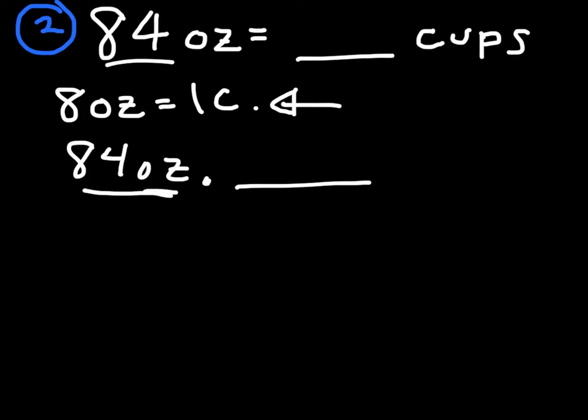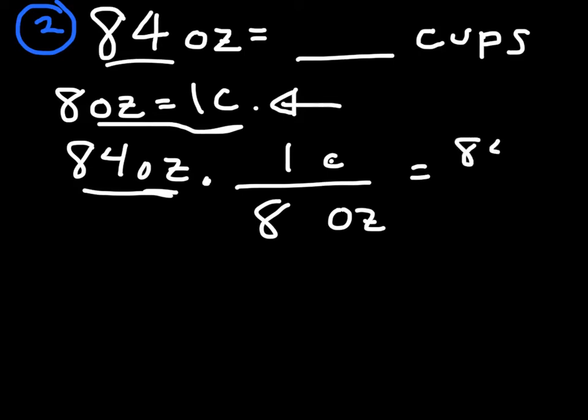So I need my ounces on the bottom since that's on the top. So if I put ounces on the bottom, I look at my conversion and I see that 8 ounces will go on the bottom. 8 ounces, and on the top I'll have 1 cup. Okay, so now when I do my multiplication of my fractions, I have 84 times 1 on the top. That's going to be 84. And on the bottom, well, this is over 1, right? So I have 1 times 8 ounces, which is 8.